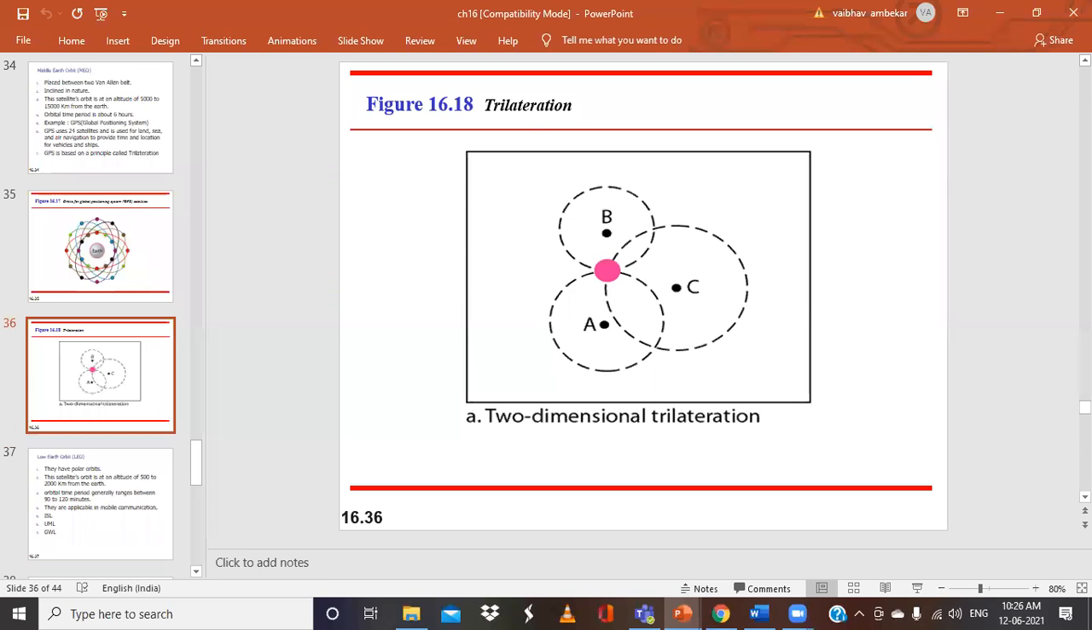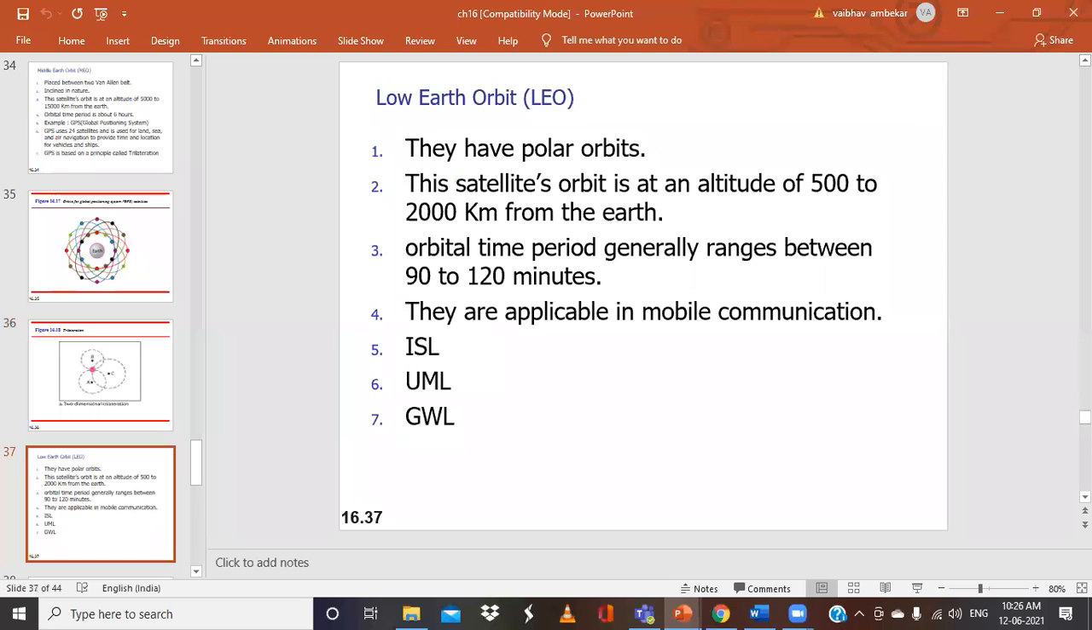Next, we'll be discussing the low Earth orbit, that is the LEO. They have polar orbits, or their behavior is polar in nature. The altitude, the satellite's distance from the Earth's surface, is between 500 to 2000 kilometers. In that range these satellites can be placed, and their orbital time period generally ranges between 90 to 120 minutes. So that is the time period for these kinds of satellites.